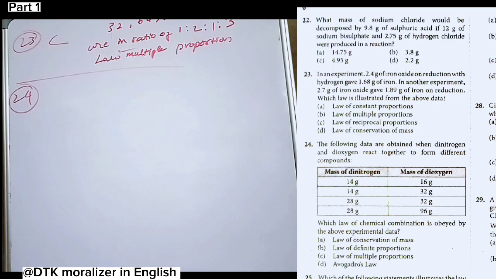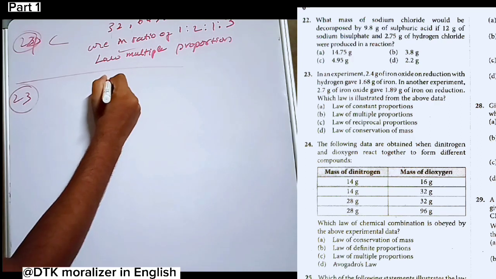Now question number 23. Sorry for the inconvenience. In an experiment, 2.4 grams of iron oxide on reduction with hydrogen gave 1.68 grams of iron. In another experiment, 2.7 grams of iron oxide gave 1.89 grams of iron on reduction. Which law is illustrated from the above data?